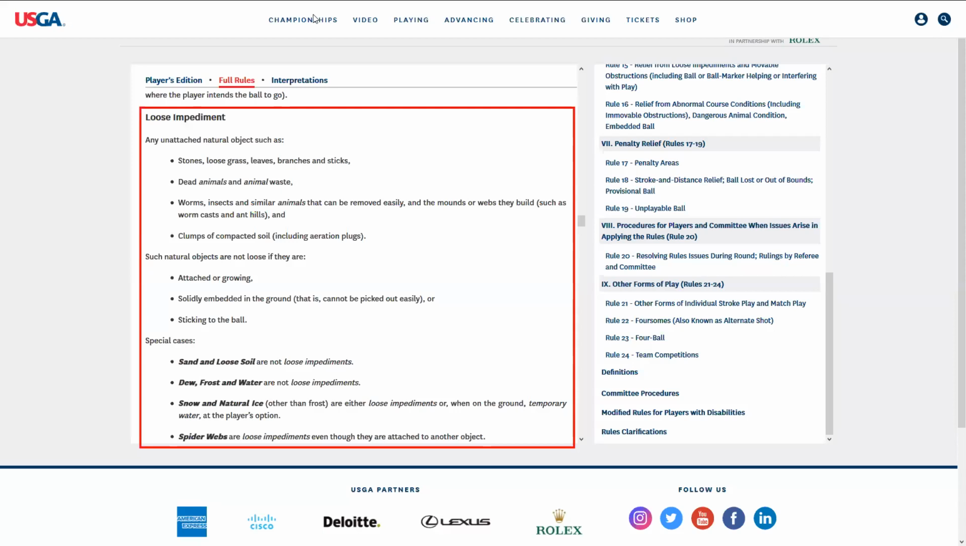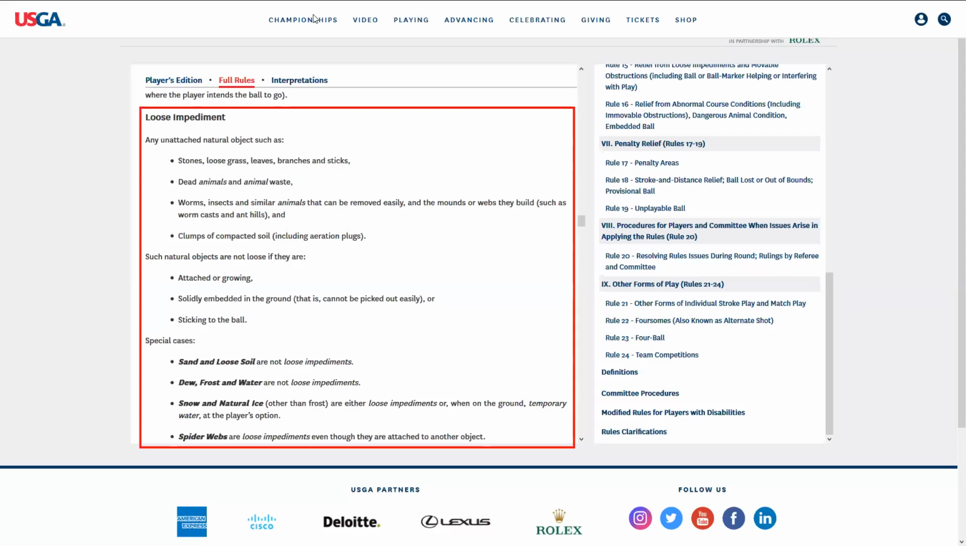So you would think that if a spider web, most of us know what a spider web is, is attached to something, your immediate reaction is to say it's not a loose impediment. But here it is, and we have to get used to that. So very often you'll have on the national exam the question: the player is taking his stance, and there is a spider web that interferes with his swing, and the player removes the spider web. Does he get a penalty? And the answer is no, because the spider web is a loose impediment. It's not an attached object, even though it's attached.